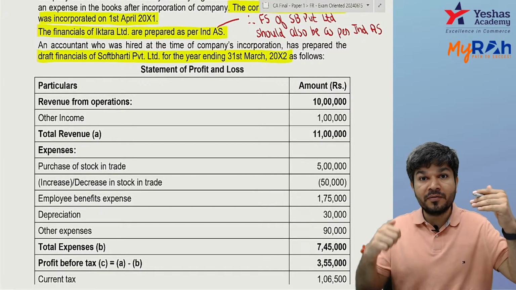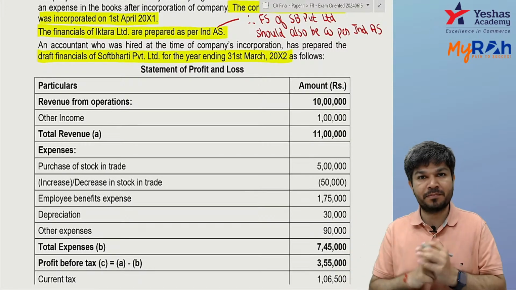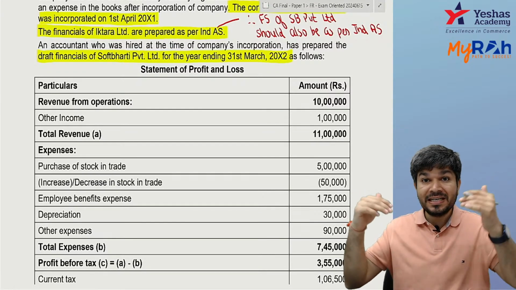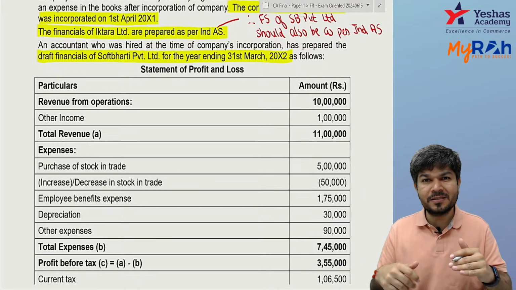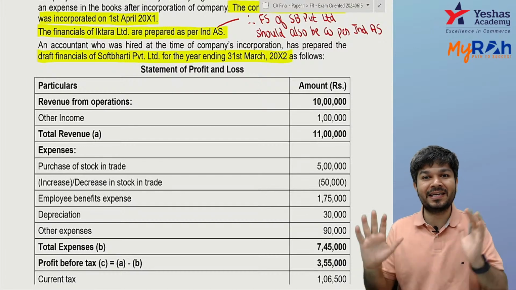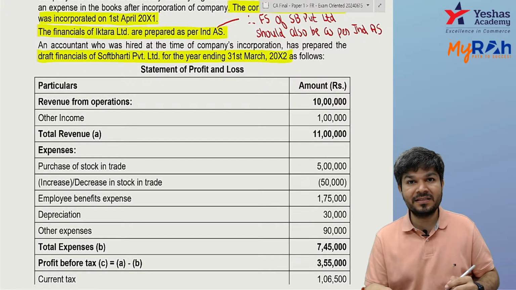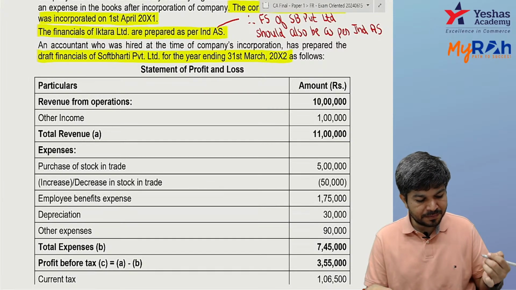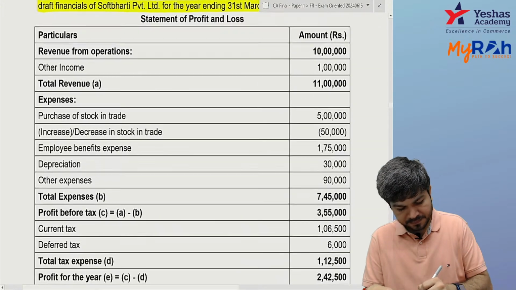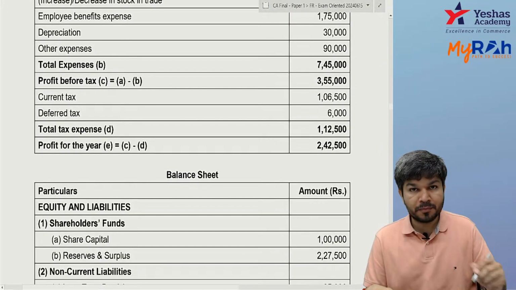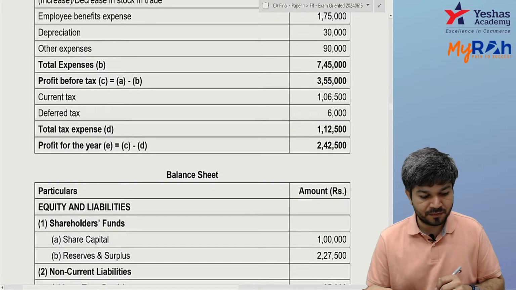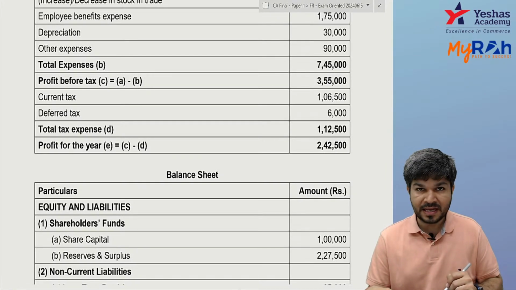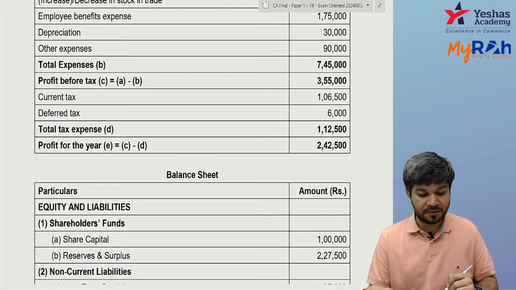Increase in stock, profit should go up, so we deduct it from expense. Decrease in stock, profit should go down, so we add it in expense. So this is an increase in stock. Then employee benefit, depreciation, other expense, then profit before tax. Current tax, deferred tax, total tax, and then profit for the year.